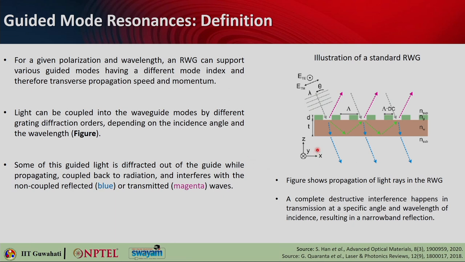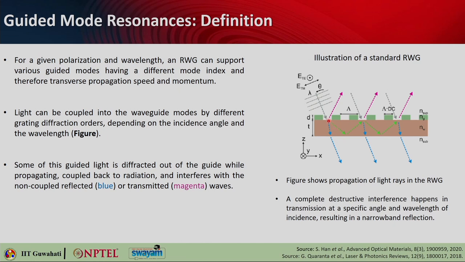So, in this particular case, you can see that some of this guided wave is diffracted out of the waveguide while propagating, coupling back to the radiation, and interferes with the non-coupled reflected lights. So, here the reflected ones should be, okay, there is a mistake here. So, the reflected ones are basically magenta and transmitted ones are blue, okay. So, yeah, this should be corrected. So, this is how it works, okay.